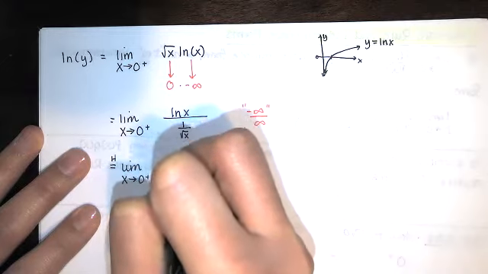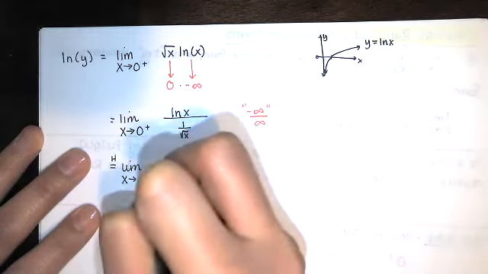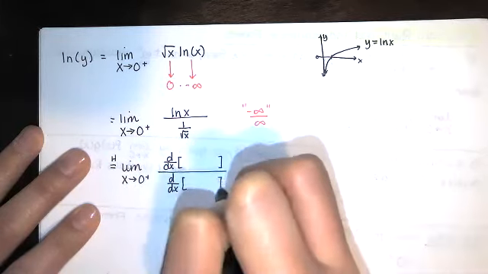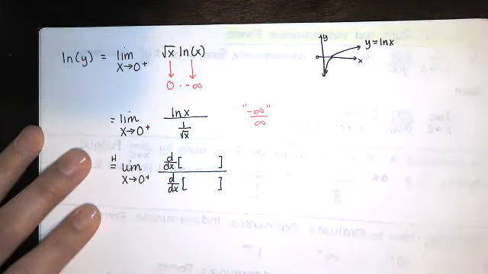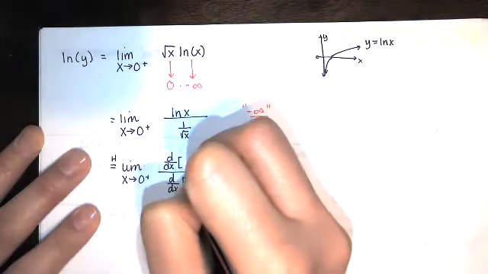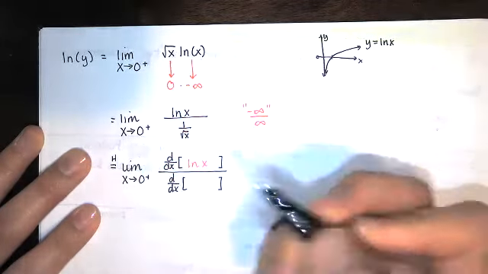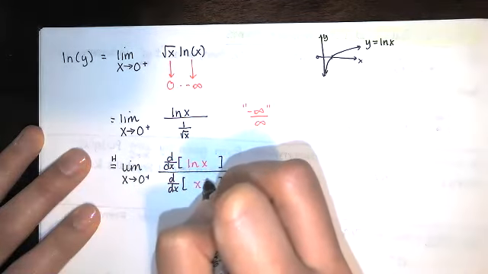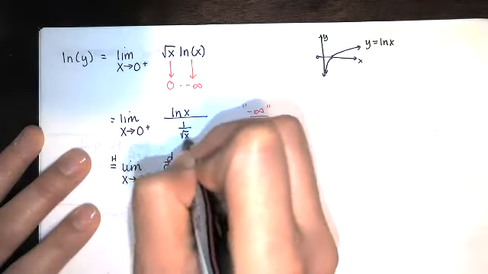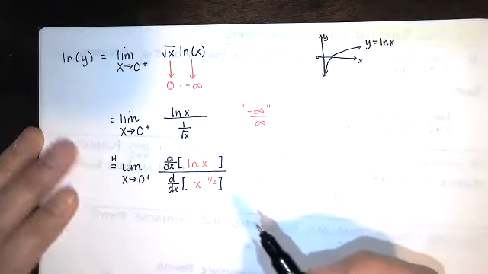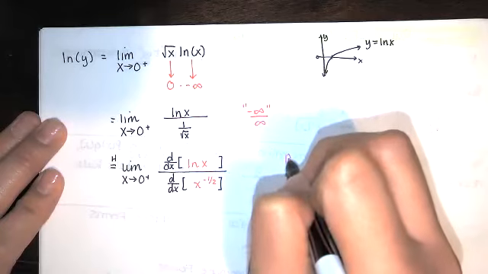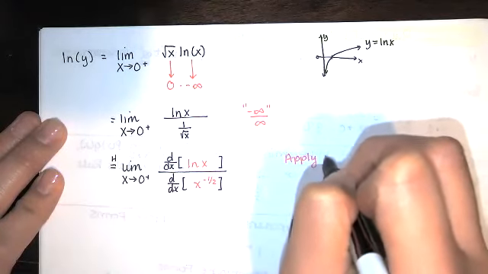You just take the derivative of the numerator and the derivative of the denominator, and you evaluate this limit instead. My numerator is a natural log of x. The denominator, that's an x to the 1/2. But since it's in the denominator of that fraction, it's an x to the negative 1/2. So we apply L'Hopital's rule here.